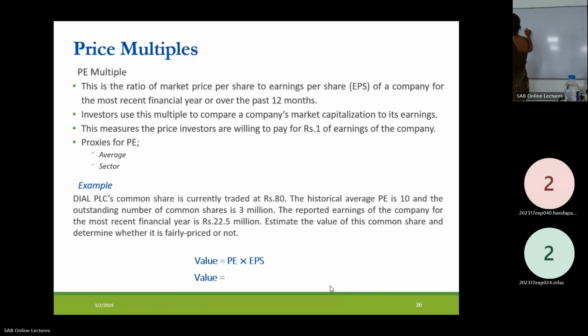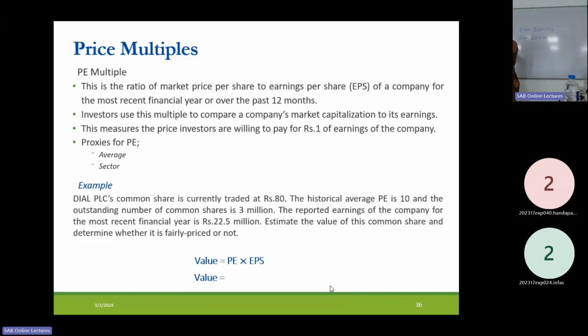The number of shares is 3 million. The reported earnings of the company for the most recent financial year is 22.5 million. Company earning for the very recent or current financial year, 22.5 million. The number of shares is 3 million. So estimate the value of this company's common share using the price to earning ratio.